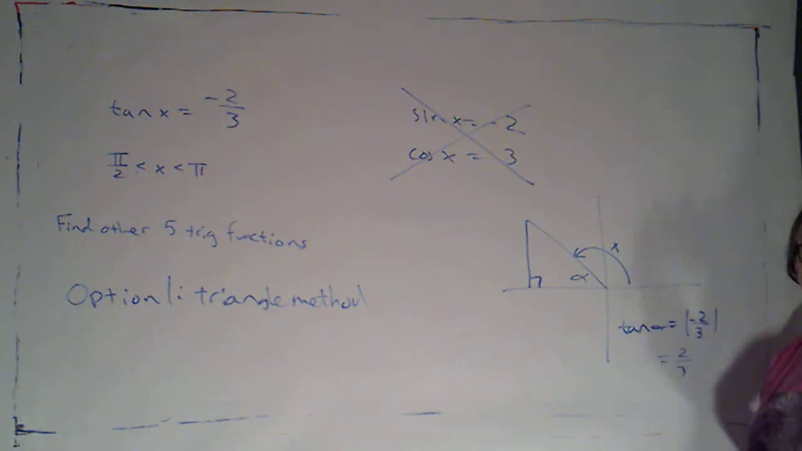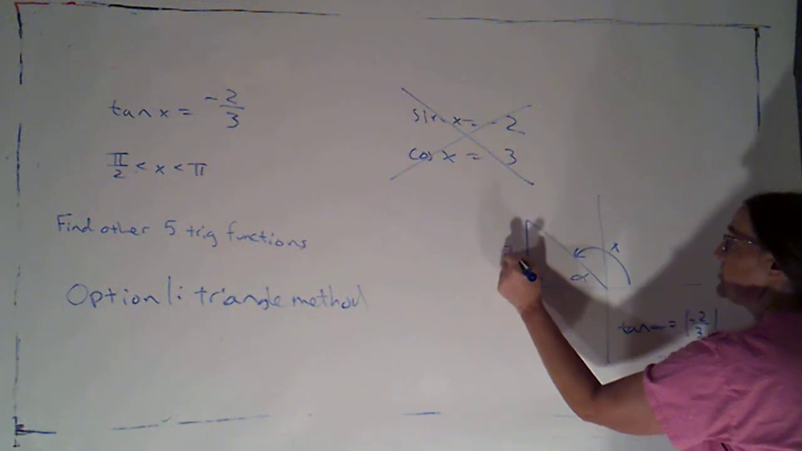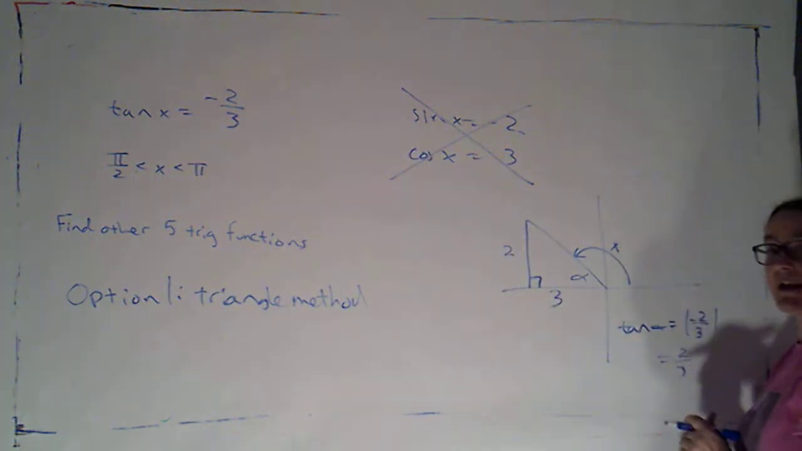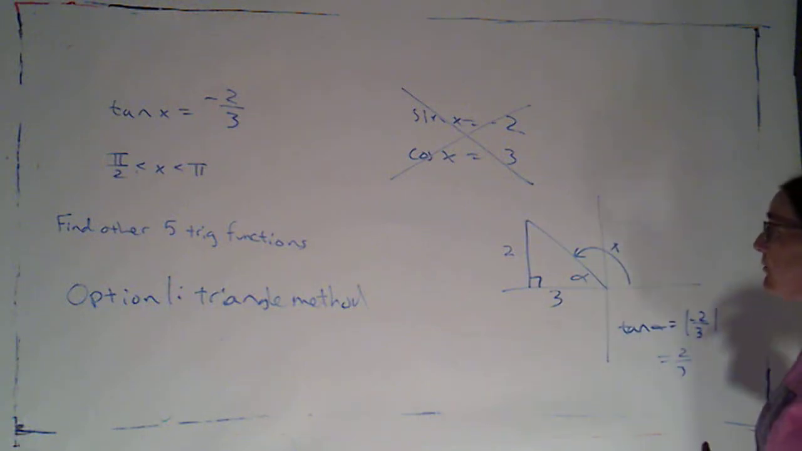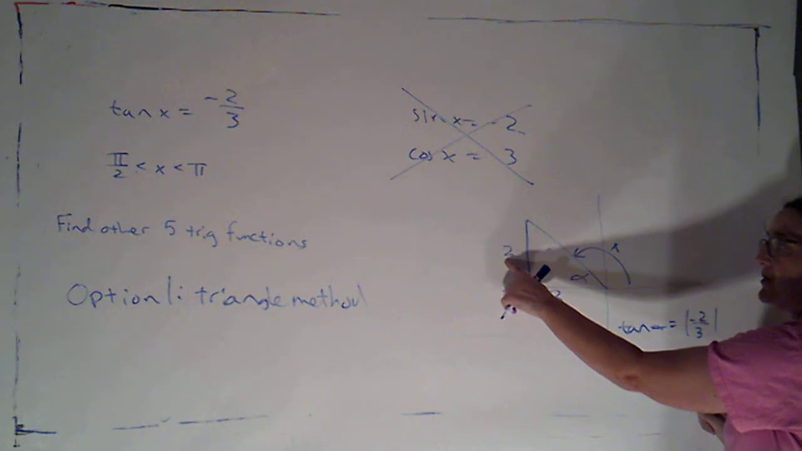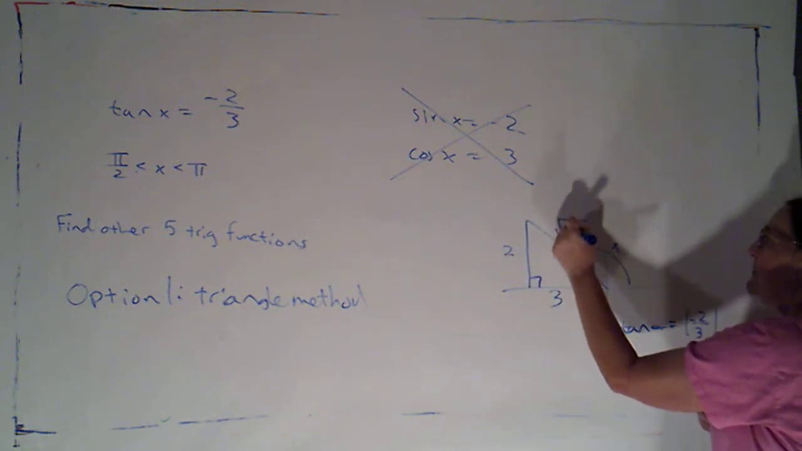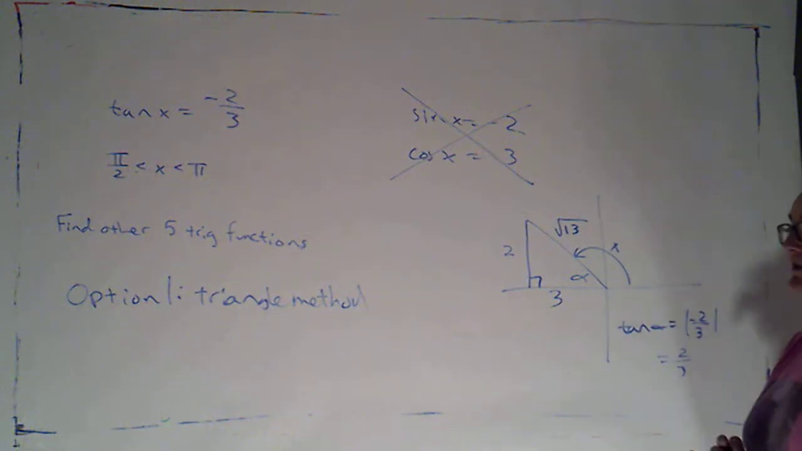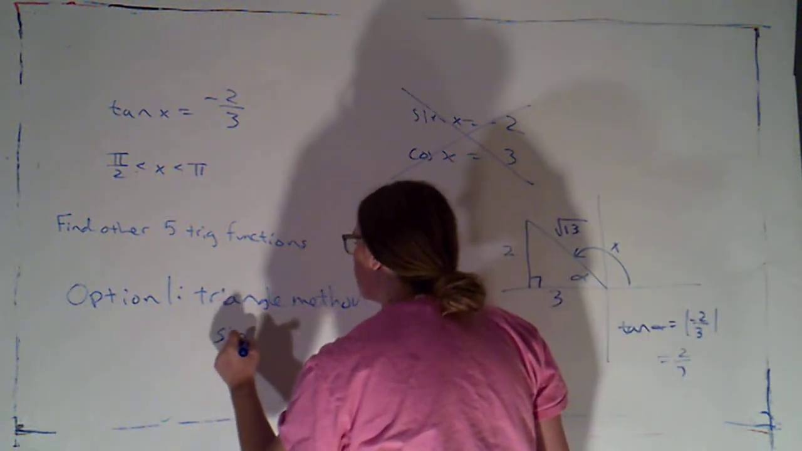So it's just 2/3. So I'm going to just use SOHCAHTOA. Opposite side is 2, adjacent side is 3. Then I can use Pythagoras to solve for the hypotenuse. 3 squared is 9, plus 2 squared is 4. That's going to give me 13. So the hypotenuse is the square root of 13. So now I can use this triangle for all of my trig functions.